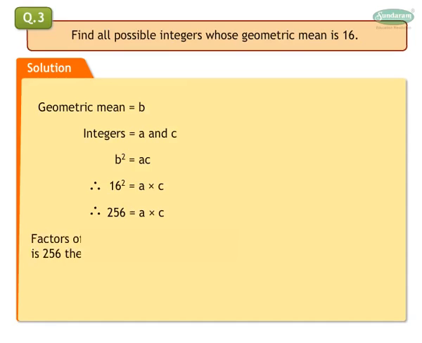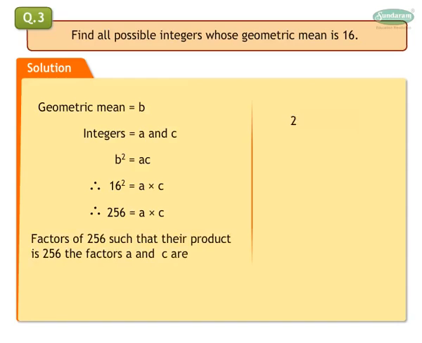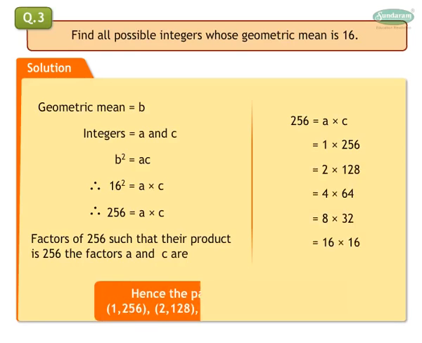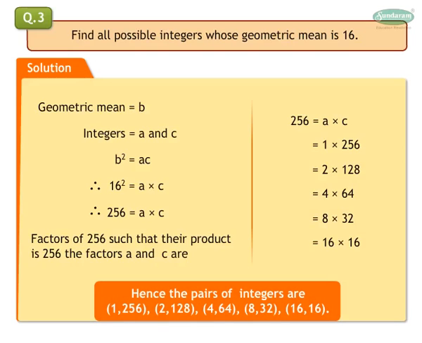We take the factors of 256, which when grouped in pairs give the product 256. Hence, the pairs of factors will be 1 into 256, 2 into 128, 4 into 64, 8 into 32, 16 into 16. Hence, the pairs of integers are 1 and 256, 2 and 128, 4 and 64, 8 and 32, 16 and 16.